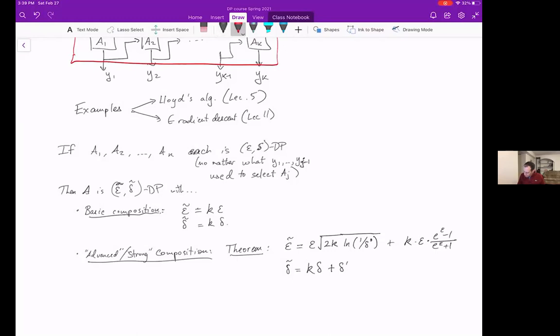The way you should interpret this whole expression is that it is something like k epsilon squared when epsilon is, say, less than 1. And so notice that this is sort of epsilon square root of k, all squared.